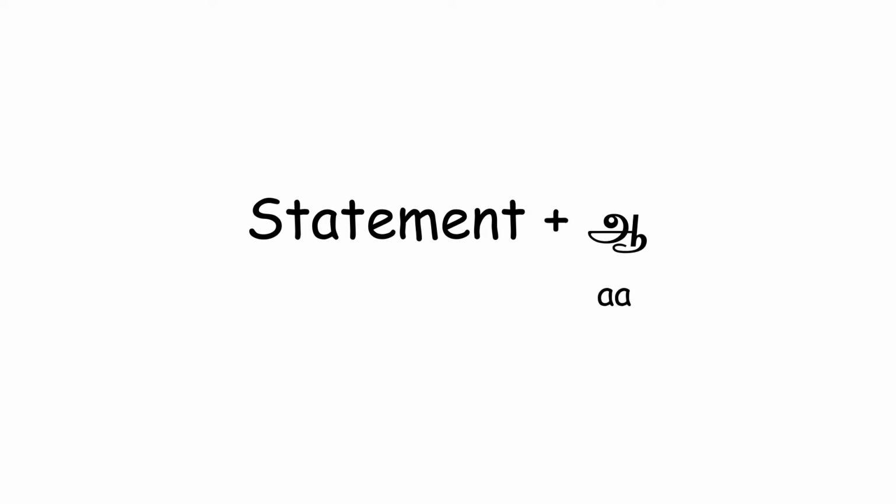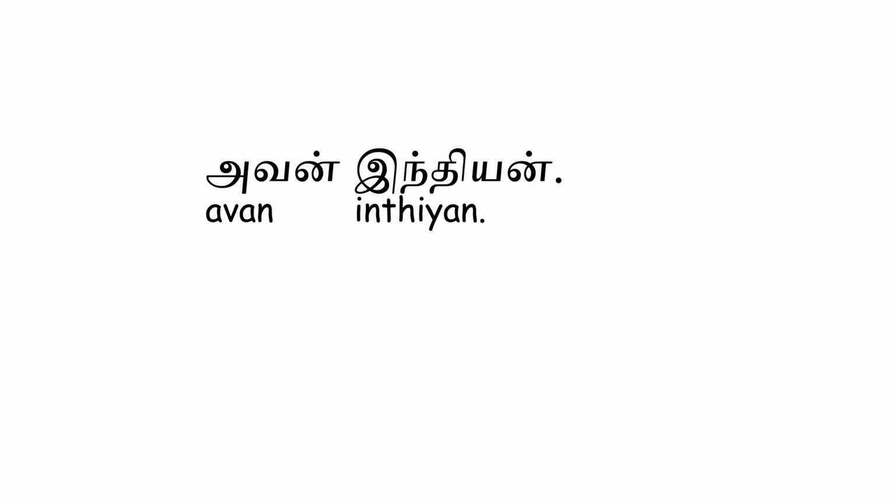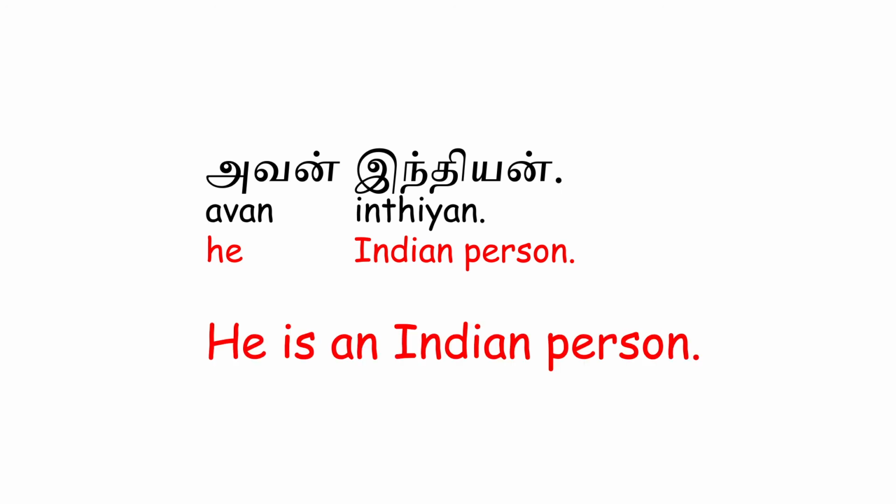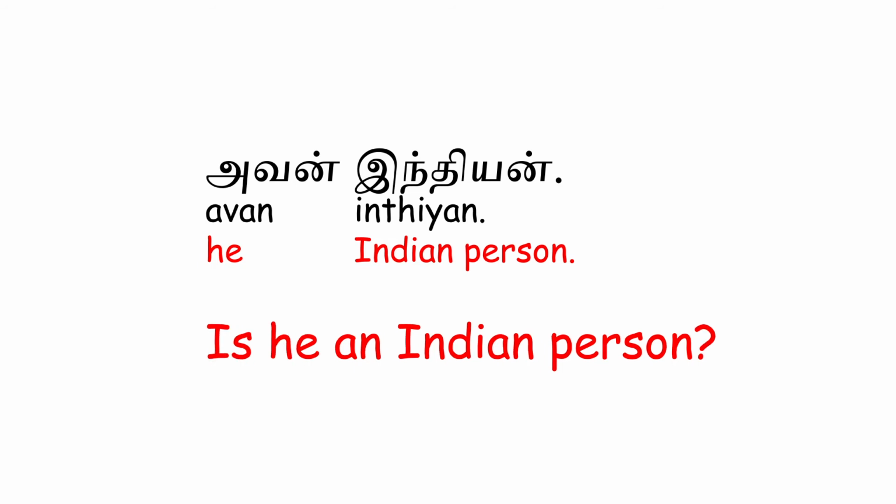To make a yes or no question, it's the same as making a statement, but you add "aa" at the end. For example, Avan Indian. Avan means he, and Indian means Indian person. So the sentence is, he is an Indian person. But if you wanted to say, is he an Indian person, all you have to do is add "aa" at the end, so it becomes Avan Indiana.